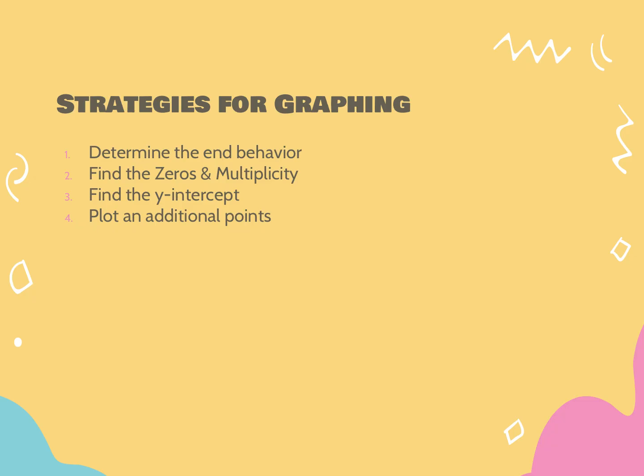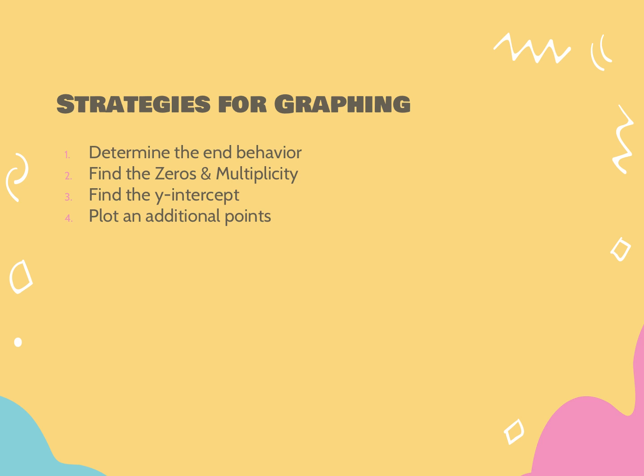All right. So some strategies to actually graph our polynomials is we would need to determine the end behavior. So I want to know what happens as you go to the right and to the left. I want to find the zeros and the multiplicity, right? We want to know where it's going to cross our x-axis and the behavior at the x-axis. We want to find the y-intercept just to make sure that we're graphing that point accurately. And then we maybe need some additional points, right?